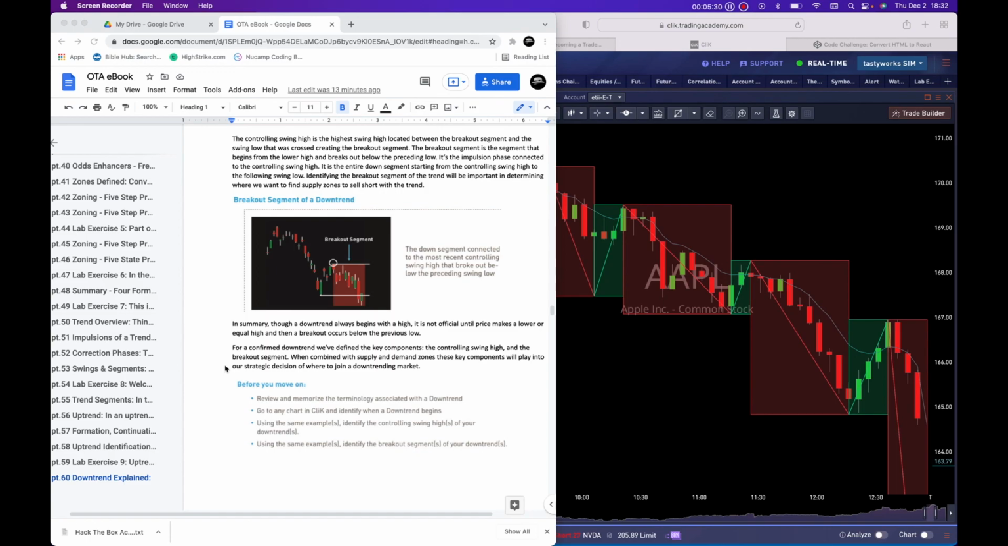Before you move on, review and memorize the terminology associated with a downtrend. Go to any chart in your preferred trading platform and identify when a downtrend begins. Using the same example on your chart, identify the controlling swing high of your downtrend and identify the breakout segment of your downtrend. Hope to see you in the next video.